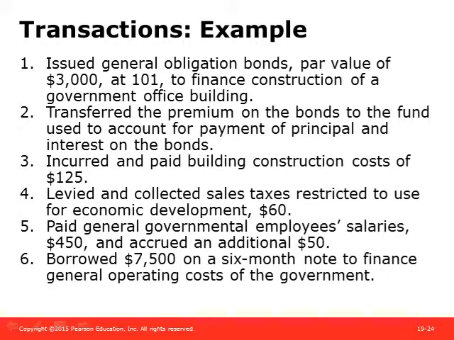The fourth one would be levied and collected sales tax restricted to use for economic development of $60. Fifth is we paid general governmental employee salaries of $450 and accrued an additional $50. And then finally, six, we borrowed $7,500 on a 6-month note to finance general operating costs of the government. So let's look at how these transactions would be recorded.